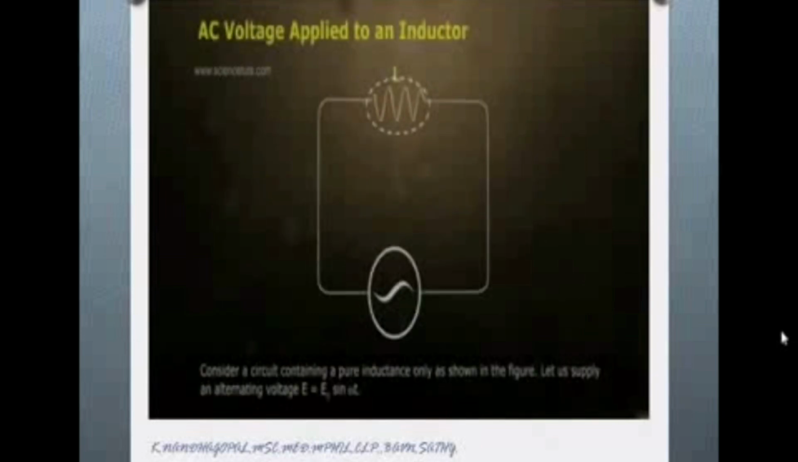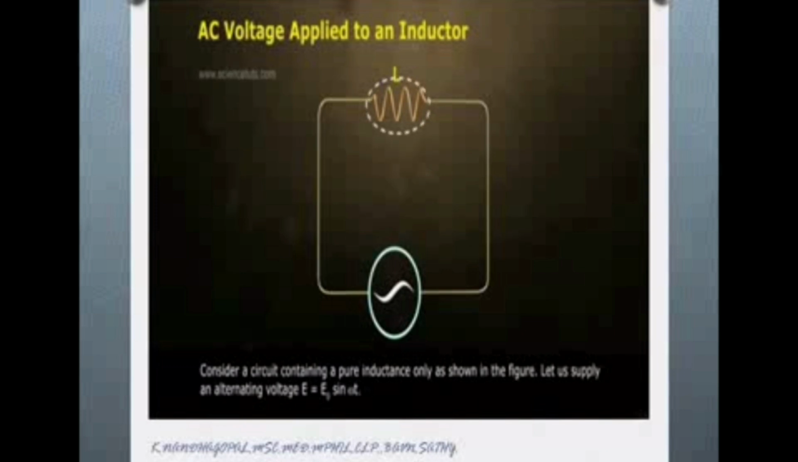So, AC voltage applied to an inductor. Consider a circuit containing a pure inductor only, shown in the figure. Let us supply the alternating voltage E equal to E0 sin omega t. That is V equal to V0 sin omega t. So instead of V, they are writing E and E0.